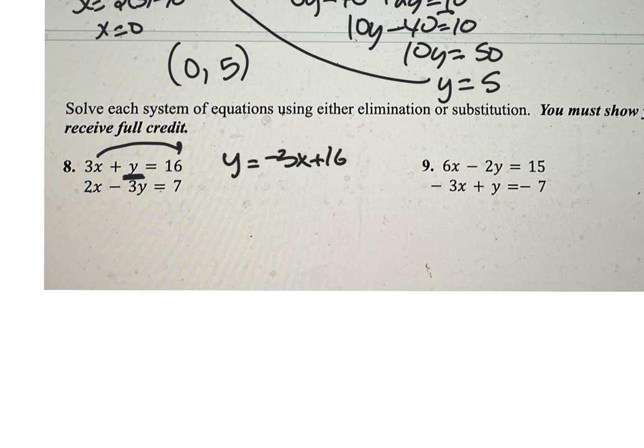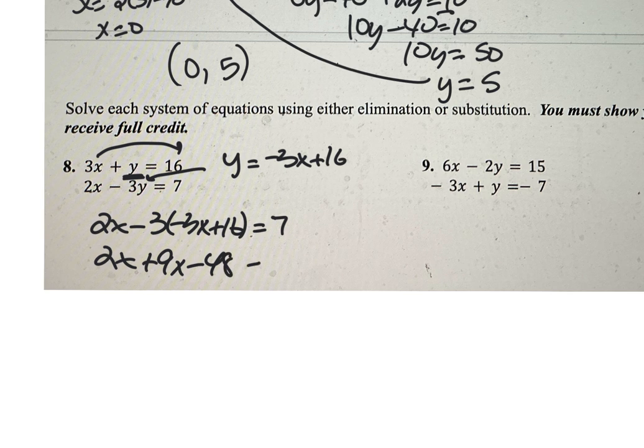And I'm going to substitute it right smack into the other equation where the y is. So I'm saying 2x minus 3 times negative 3x plus 16 is 7. I'm going to distribute the negative 3 like that. That gives me 11x minus 48 is 7.